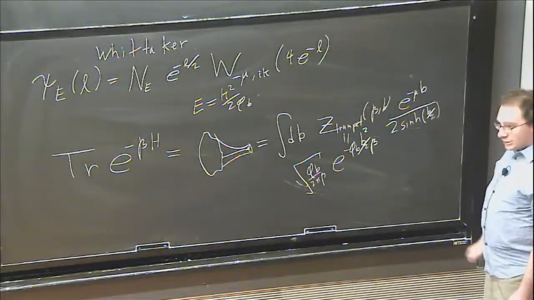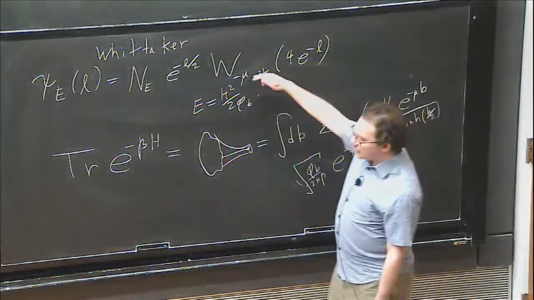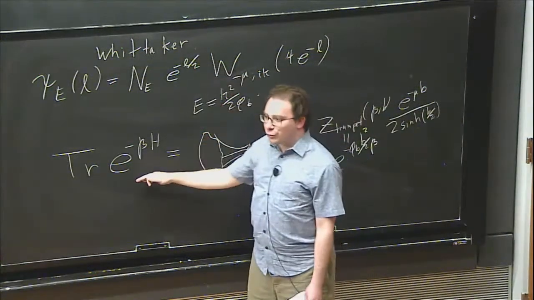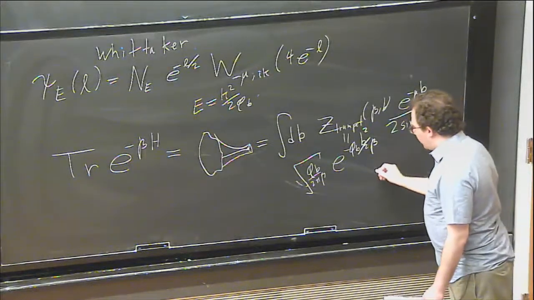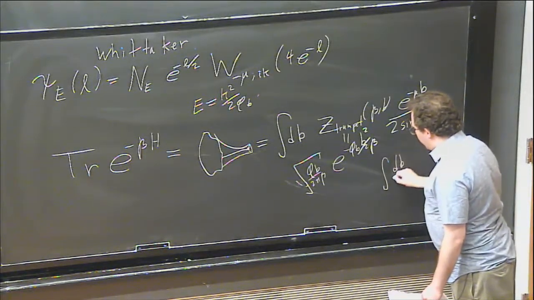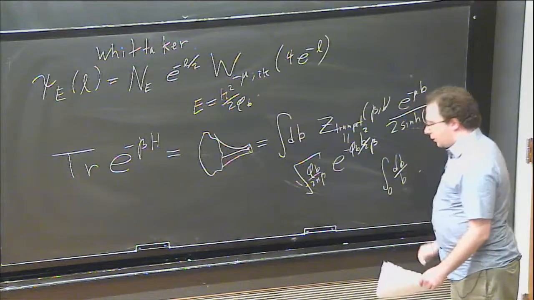And this diverges as b goes to 0, and that's good because this was the quantum mechanics with continuous spectrum, and it's supposed to diverge. That has a logarithmic divergence. For small b, it goes like the integral of db over b near b equals 0.